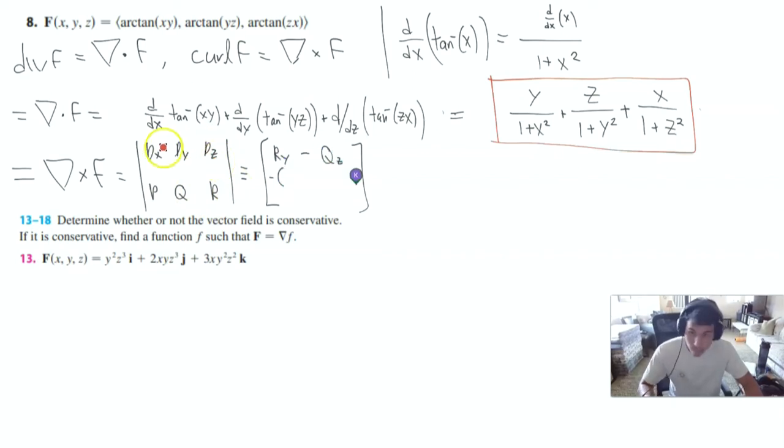And then it's going to be r with respect to x minus p with respect to z. And then the last part, I know it's the Green's theorem part for 2D, right? So it'd be something like this. It'd be q with respect to x minus p with respect to y. Like I said, you've seen this a lot by Green's theorem.